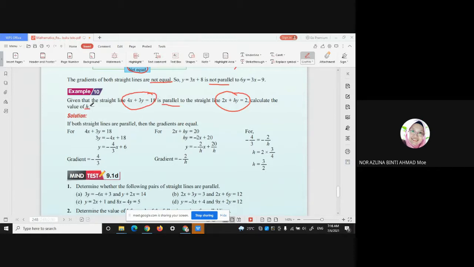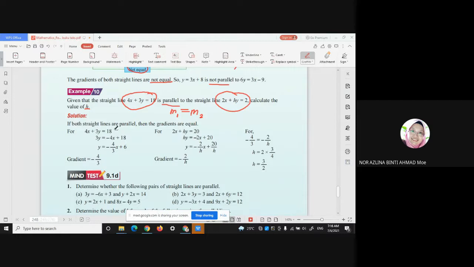Okay, now we know when lines are parallel, m1, the gradient for the left hand side, must equal m2, the gradient for the second straight line. If both straight lines are parallel, then the gradients are equal. Just now what I said, m1 equals m2 because of parallel. So we find the value of m for the first equation of the straight line, 4x plus 3y equals 18.